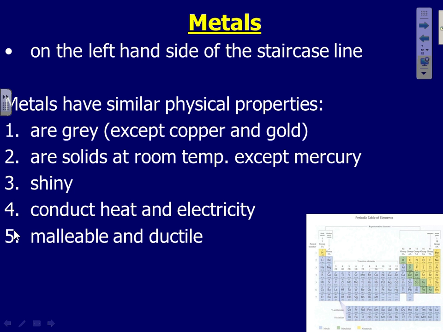They conduct heat and electricity. We all know that if you leave a spoon in some hot chocolate or hot coffee, that spoon could get very hot because it conducts very well. Electricity, you connect it into a circuit, the metal works very well. Malleable and ductile. Does anybody know what those terms are? Let's deal with one of them. Which one would you like? What is malleable?